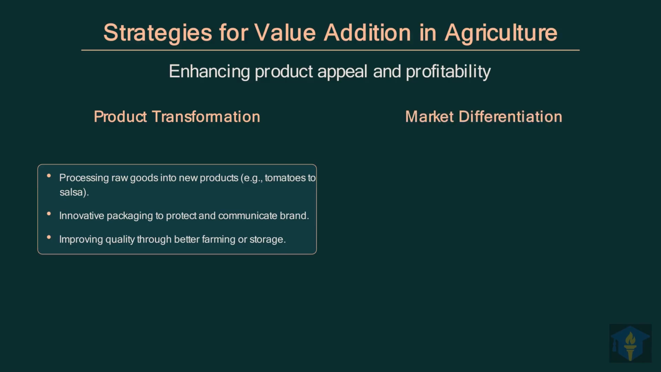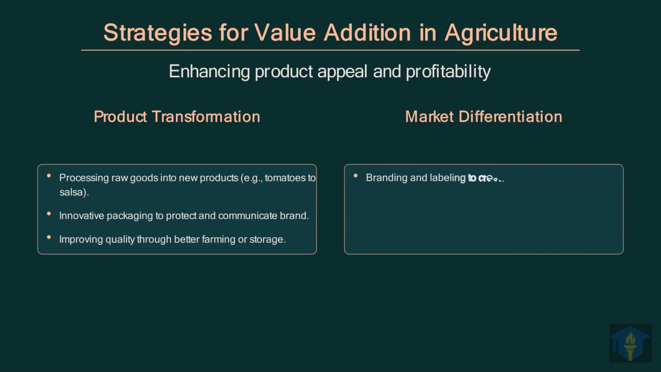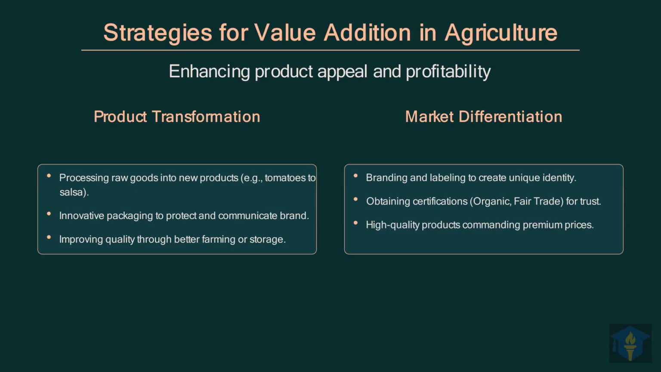Second strategy: market differentiation, branding and labeling create unique identity. Obtaining certifications like organic or fair trade builds trust. High-quality products can command premium prices.